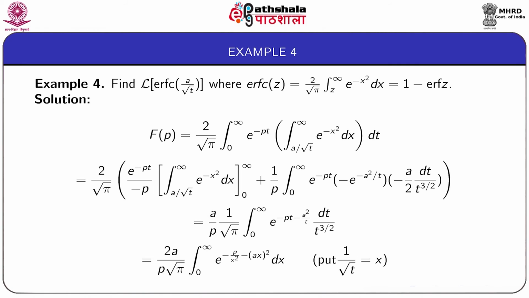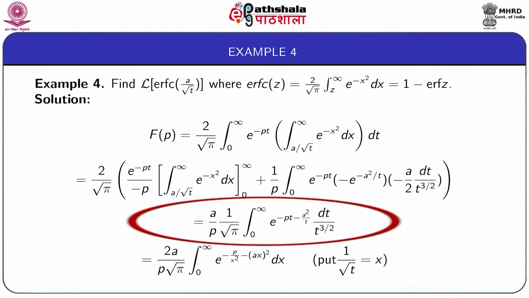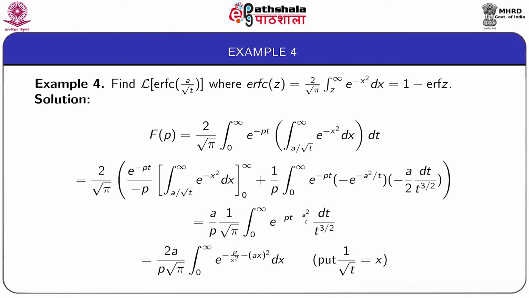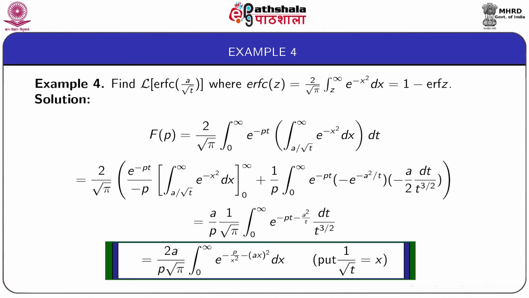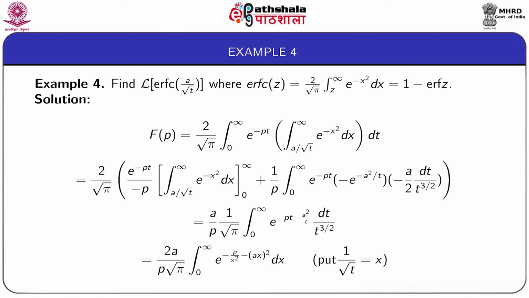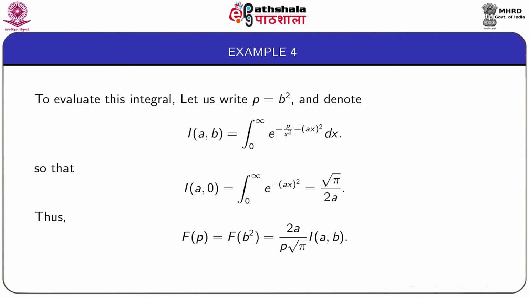The first term tends to 0, so that we get F(p) equal to (a/p)(1/√π) times the integral from 0 to infinity of e^(−pt − a²/t) dt/t^(3/2). Now substituting x equal to 1/√t, this integral becomes equal to 2a/(p√π) times the integral from 0 to infinity of e^(−p/x² − a²x²) dx, that is, e^(−(√p/x − ax)²) dx. Now we have to evaluate this integral.